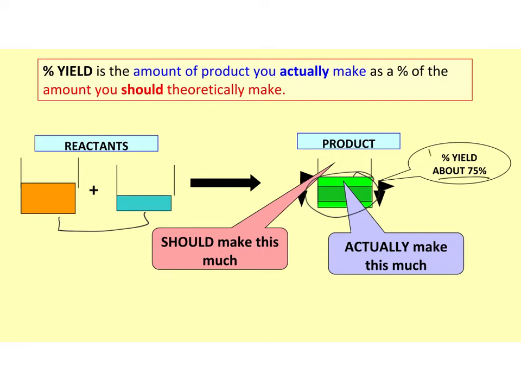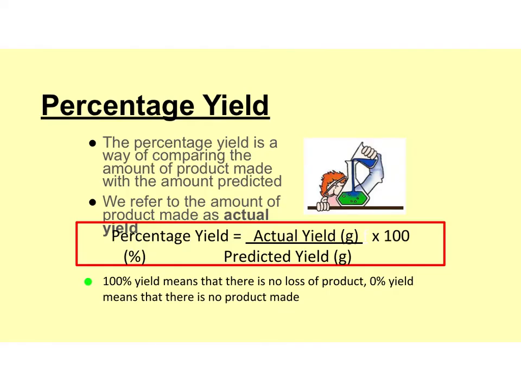And how do we work out percentage yield? We want our percentage yield to be as close to 100 as possible. So this is the equation we use: actual yield over predicted yield, or theoretical yield, times 100. You need to learn this, okay? Again, it will not be given to you in the exam. 100% yield means there is no loss of products. 0% yield means there is no product being made, okay?